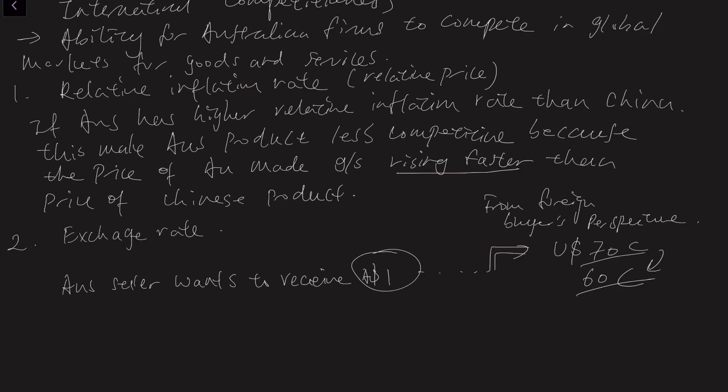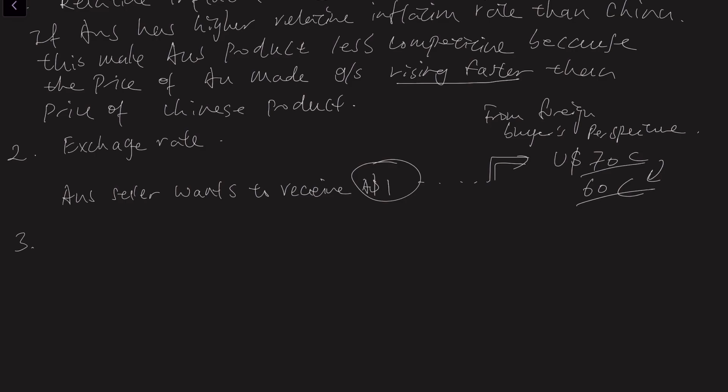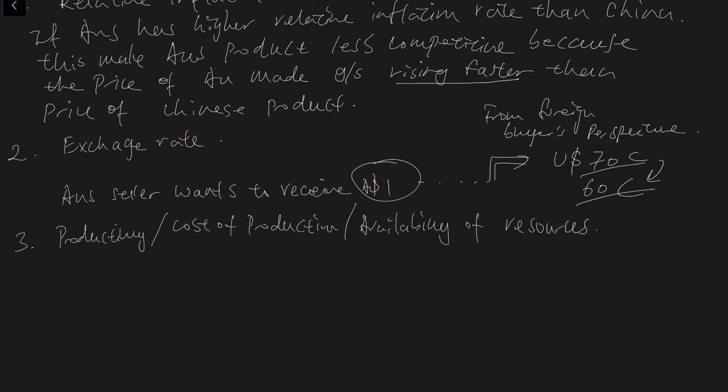And that's also another reason why countries like to engage in exchange rate manipulation by making their currency lower, by depreciating their currency. The third factor is, so there are actually three other factors, but I think you can put them together into one factor. So it's productivity, cost of production, and availability of resources. So that's all from the producer's point of view.